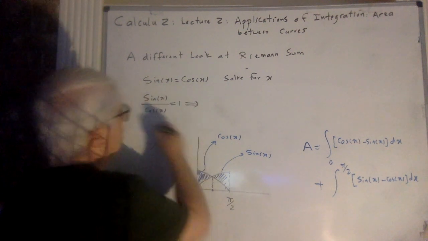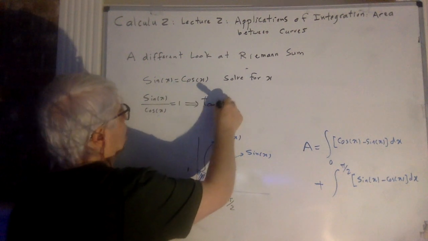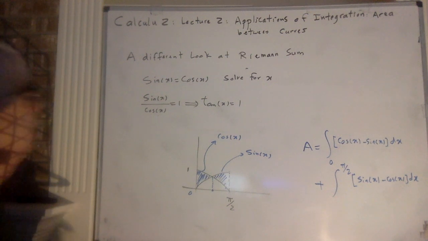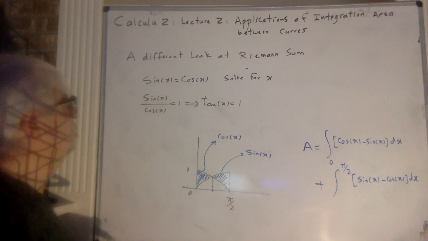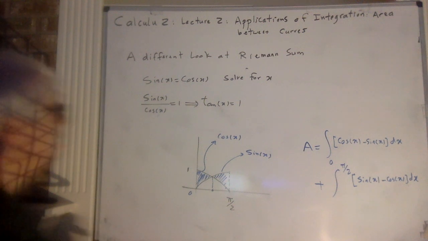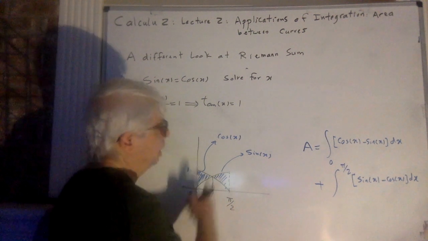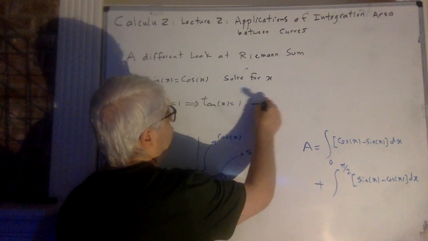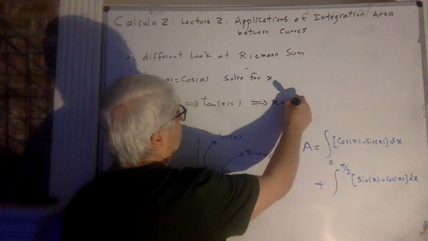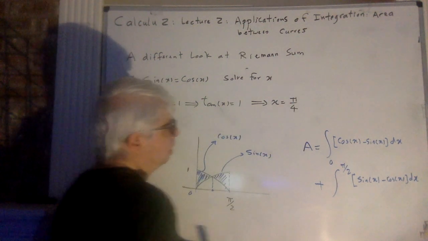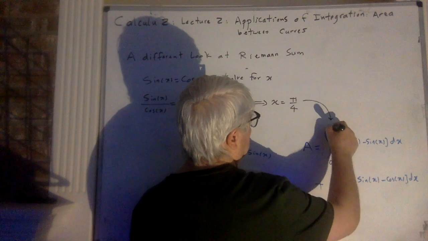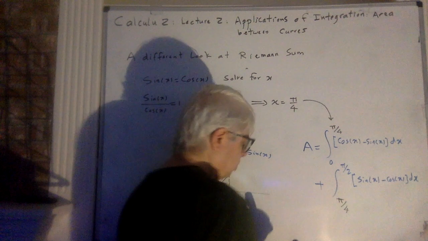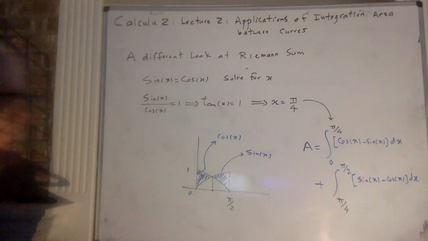So that gives me tangent of x is 1, and referring to the trig, you can use a calculator or a trig table. You will see that x is in fact pi over 4. X is not just pi over 4, but since I'm between 0 and pi over 2, I just need the one between 0 and pi over 2. So it is pi over 4. That gives me pi over 4 as the limit of this integral, and also this one.